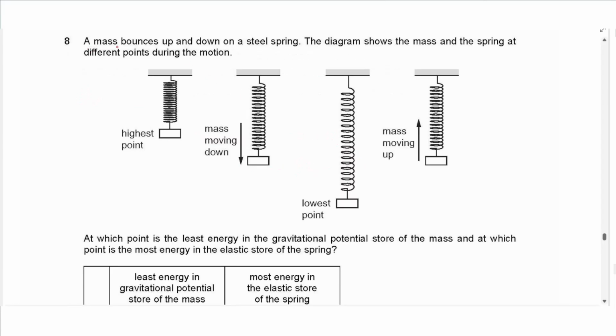Question 8 says a mass bounces up and down on a steel spring. The diagram shows the mass and the spring at different points during the motion. So this is the highest point, mass moving downwards. Lowest point means that it is at rest. Mass moving upwards, this is in the middle.